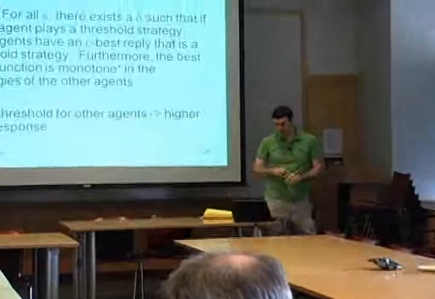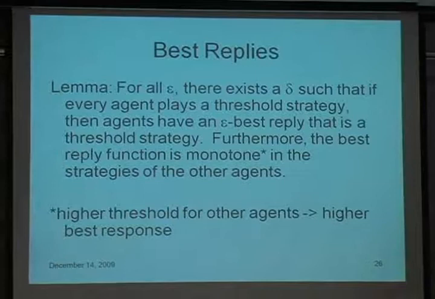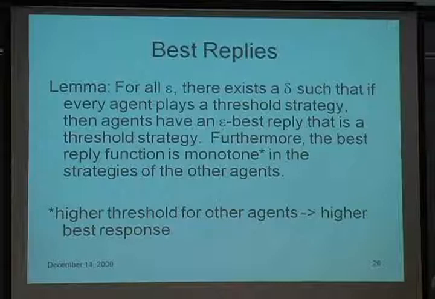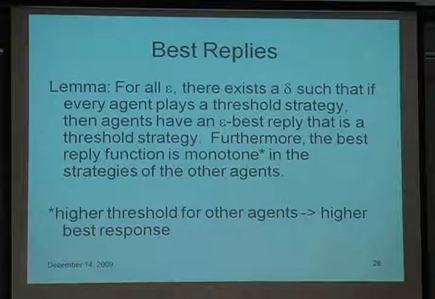What we show is that if we fix everyone else as playing a threshold strategy, then I, as a single agent in the system, have an approximate best reply, formally an epsilon best reply, that is also a threshold strategy. This comes from the fact that once I fix the behavior of everyone else, from my perspective, the system becomes a Markov decision problem.